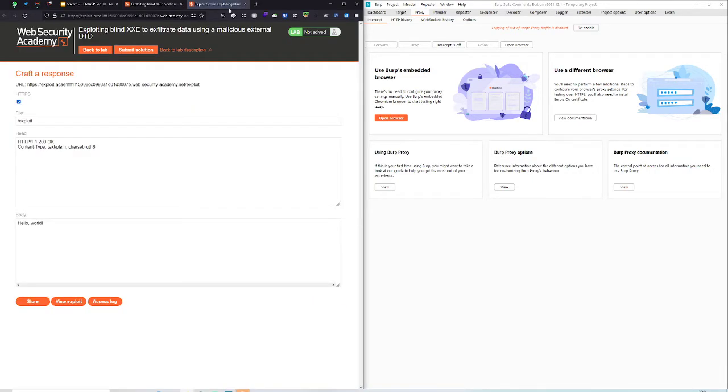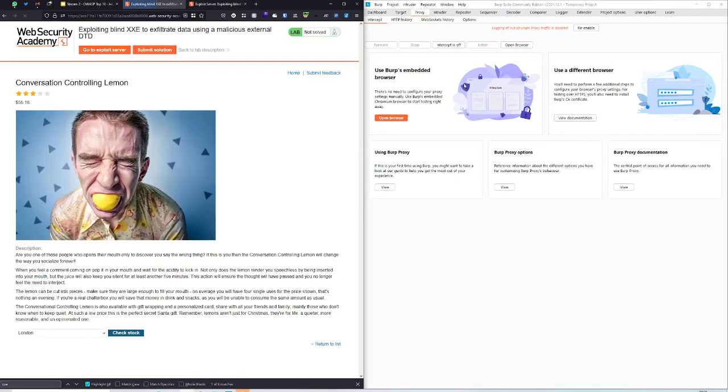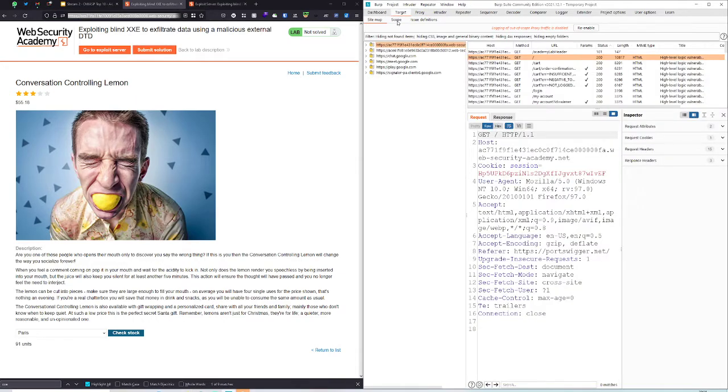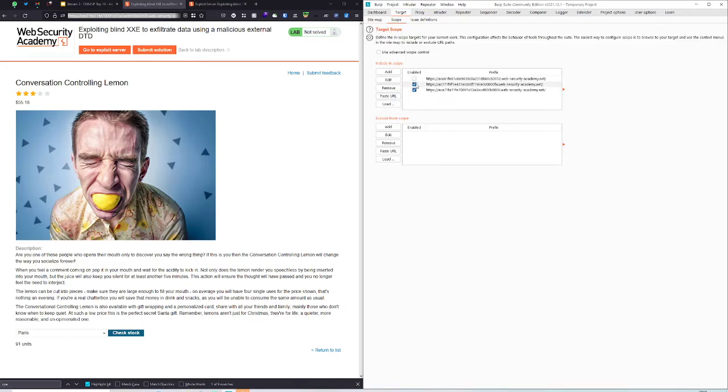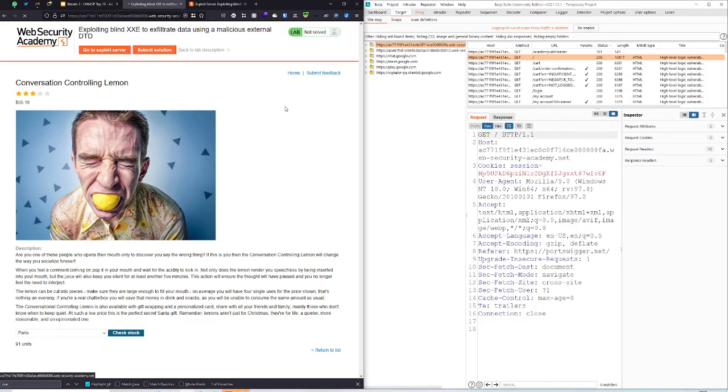Exploit server. Oh, this isn't even what I wanted, I don't think. Anyway, let's just see what we can do. Let's see if I can actually do any of this first. Check stock. Oh, it's because it's not added to the scope. I was just thinking, why is this not working? This should be working. But no, of course not. There you go. Now it should be working.